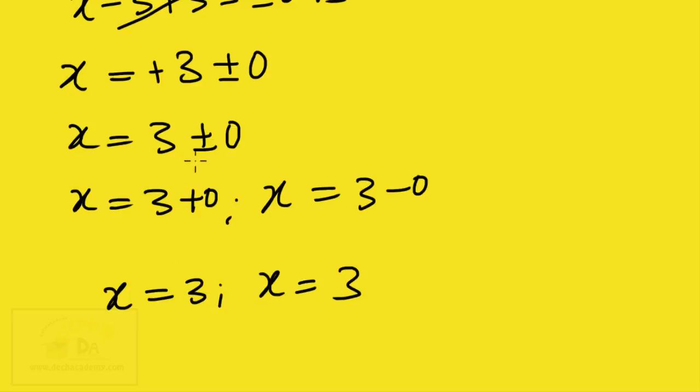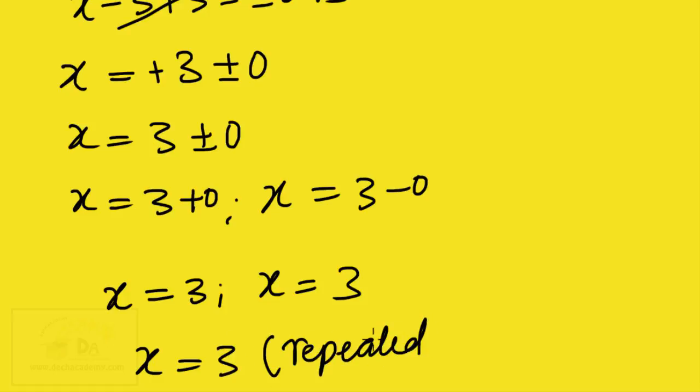So from the plus case of the plus or minus symbol, we got x equals 3. By considering the minus case, we obtain that x is also equal to 3. So therefore, the solution to the equation is x equals 3, repeated. So it's a repeated solution. That's all.